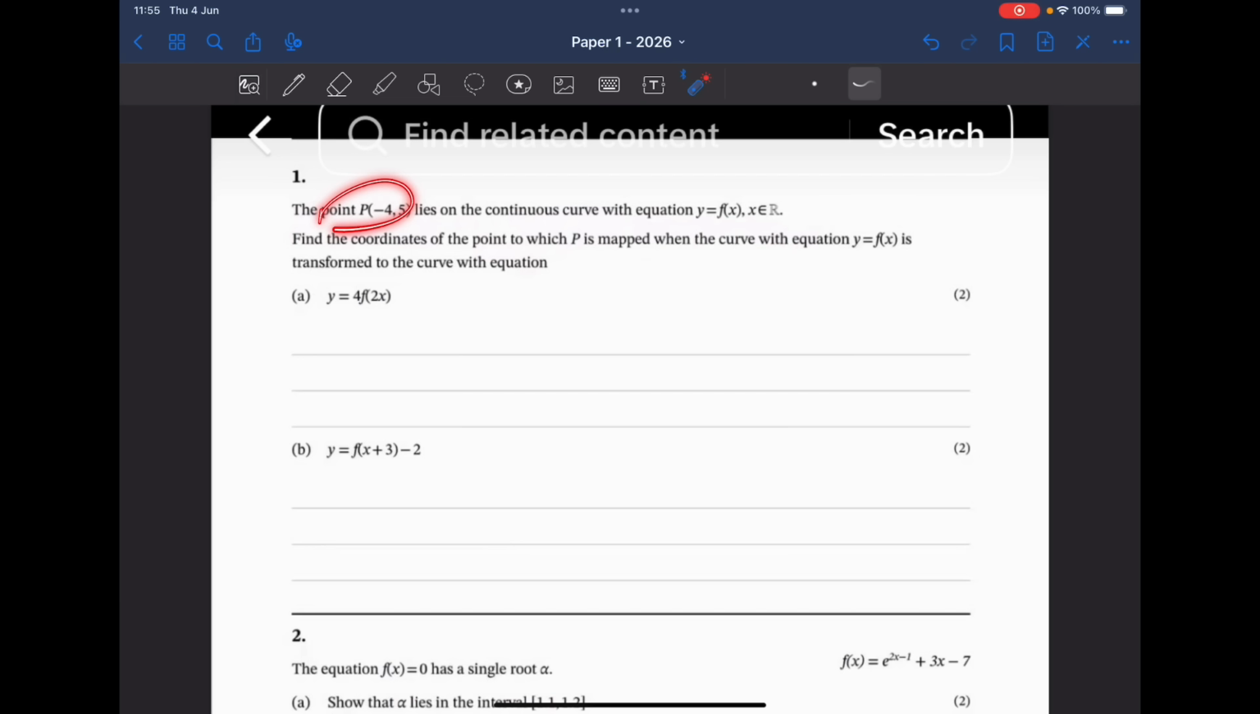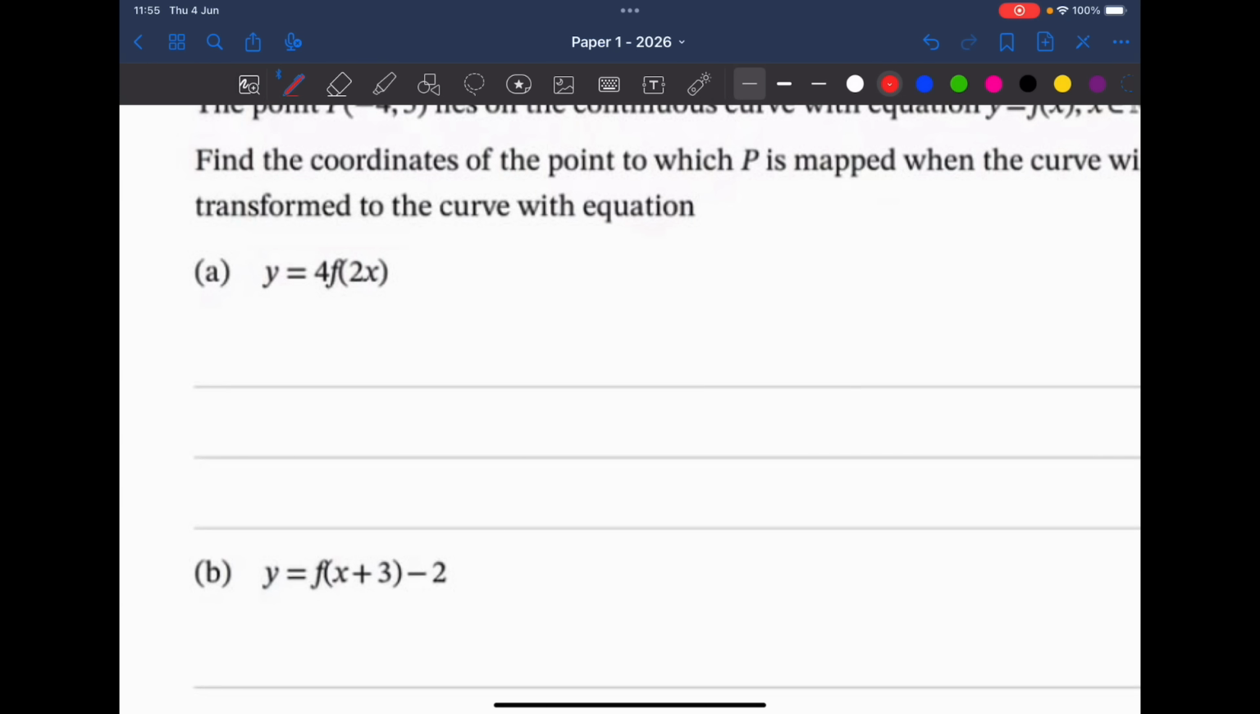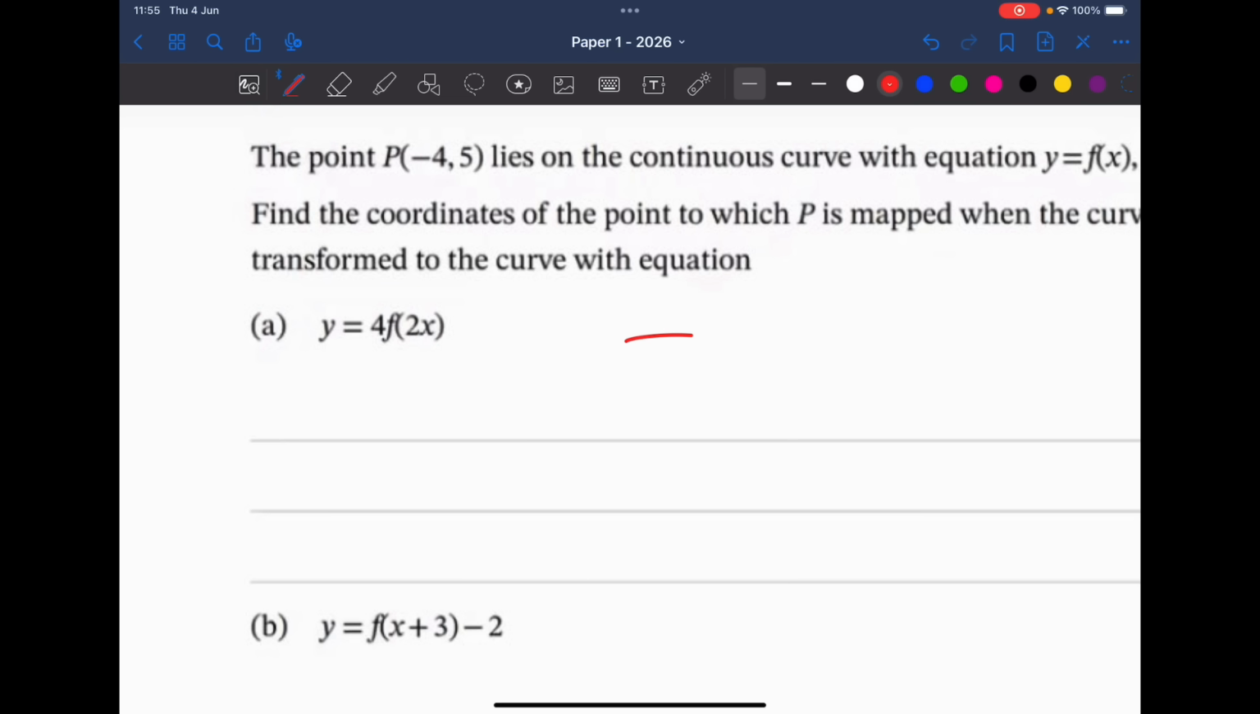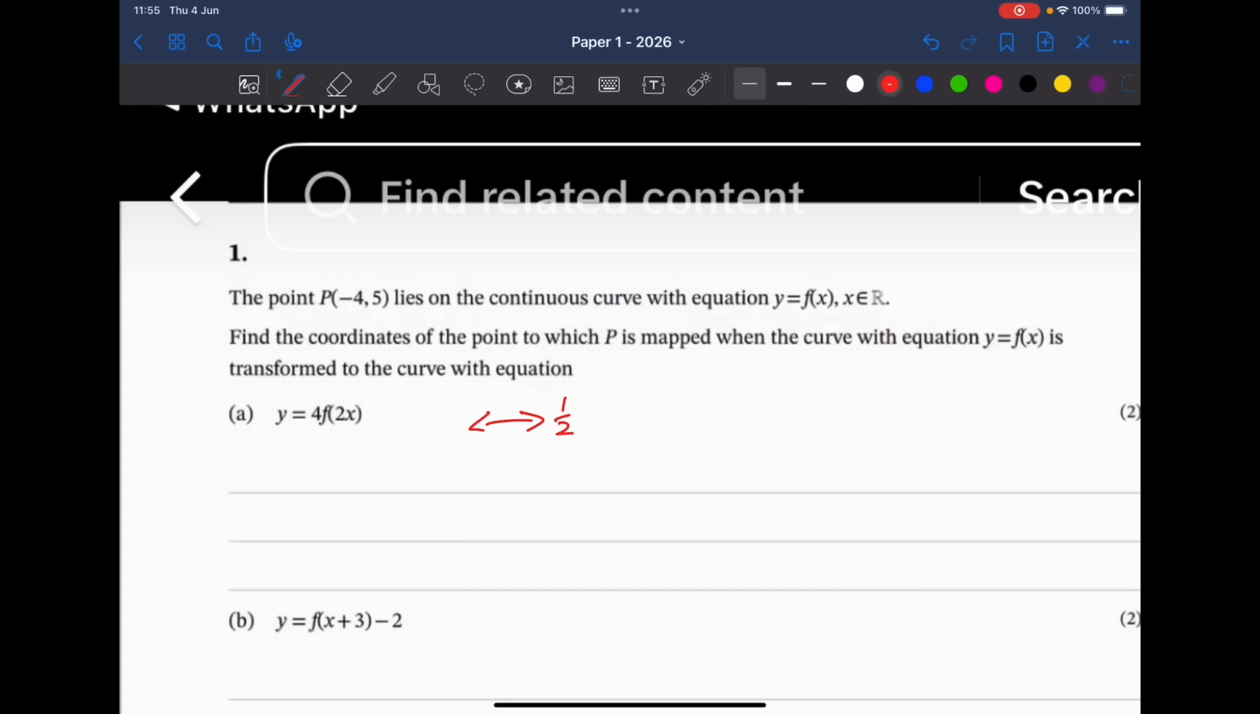So first, we've got some point on a curve. It's been mapped with this transformation. Same thing down here. What these transformations do, so the 2x in the bracket, that's an enlargement in the horizontal axis by a half, and the 4 outside it is an enlargement in the vertical axis by 4. So the y value will be times by 4, so that 5 becomes a 20. The x value is times by a half, so minus 2.